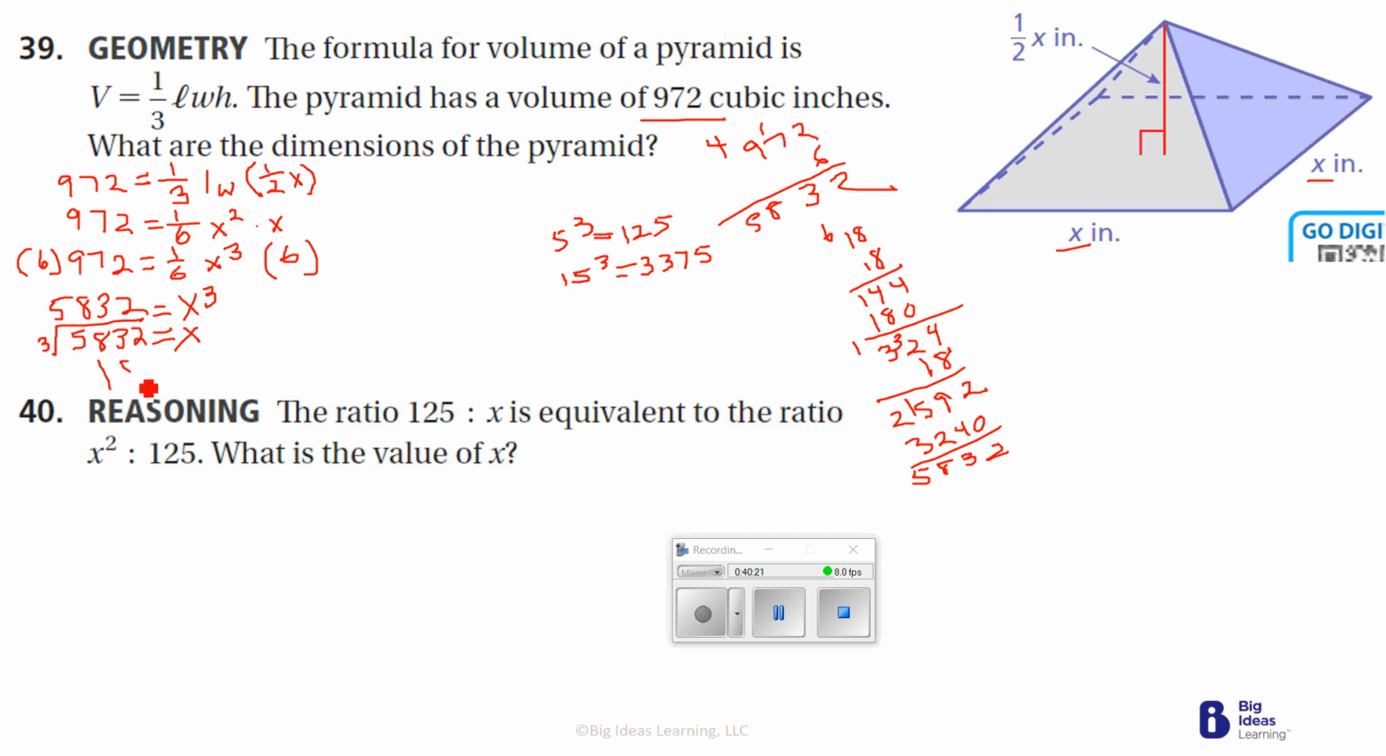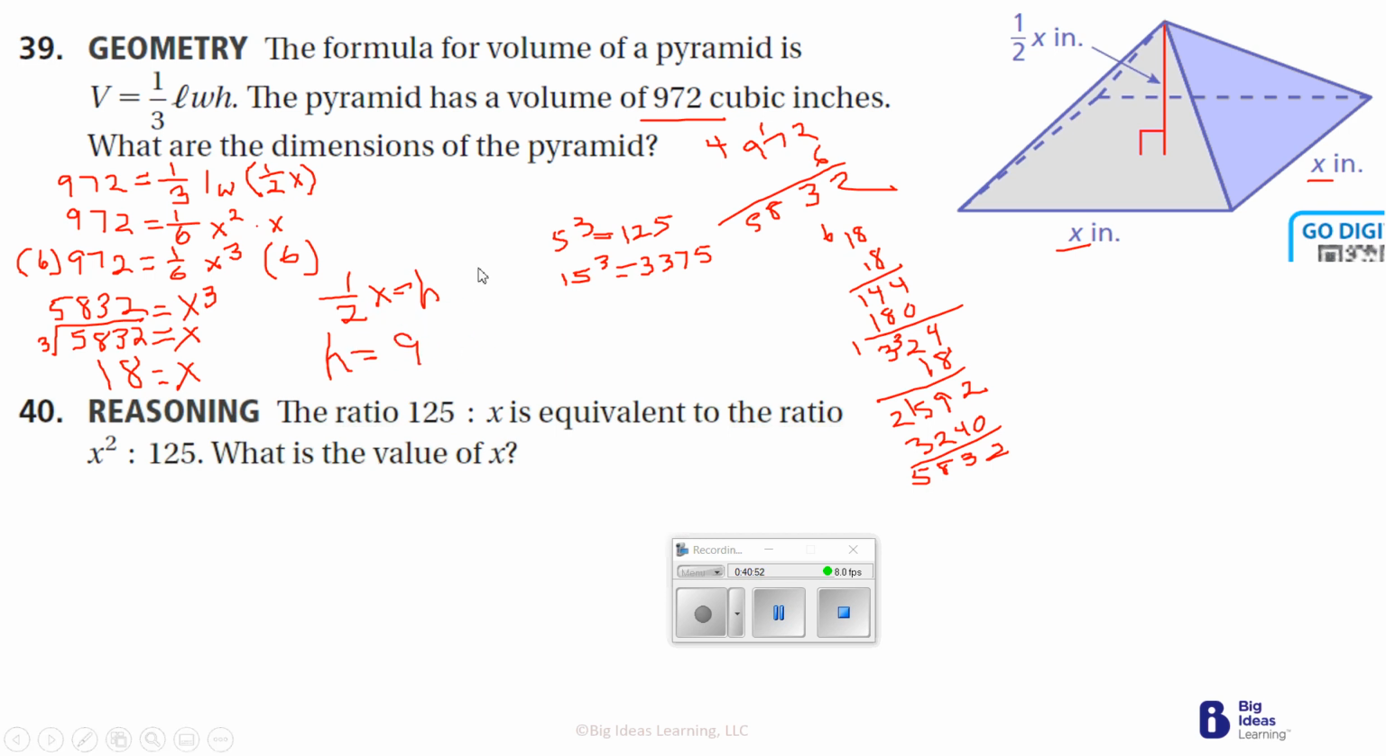This is going to be 18. X is equal to 18. Let's give it a shot here. If that's 18, then 1/2 X up here would make the height 9. So X would equal 18, and then the height would equal 9 according to this, because we said 1/2 of X was equal to the height, and 1/2 of 18 is 9.